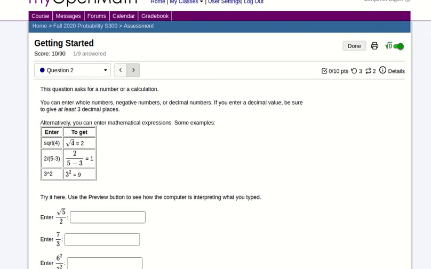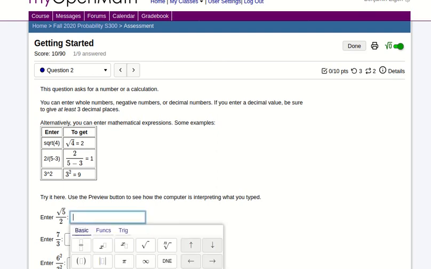I enter a square root with SQRT. I enter grouping symbols with parentheses. I enter exponents with the caret symbol. So here, it wants me to enter the square root of 5 over 2. Notice that the moment I click on it, it shows me what's called Math Quill, that allows you to enter things symbolically as you see it.